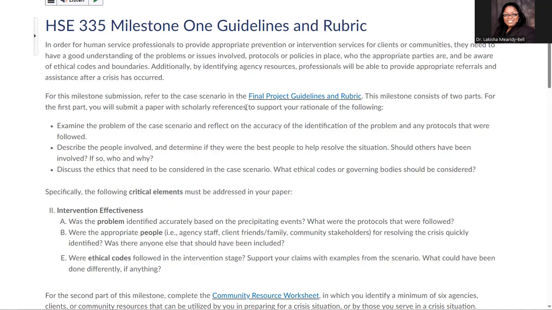If it says scholarly references, this means that you are going to research your information using the Shapiro Library online and retrieving as many empirical studies or peer review research studies as you can find to support your assignment. And so scholarly references mean not the websites.